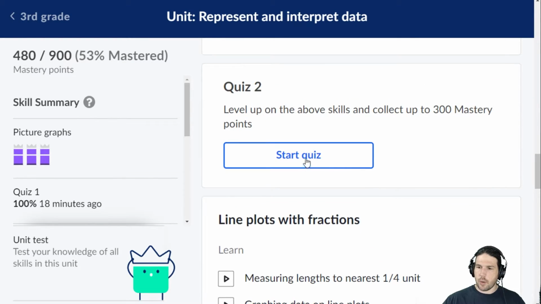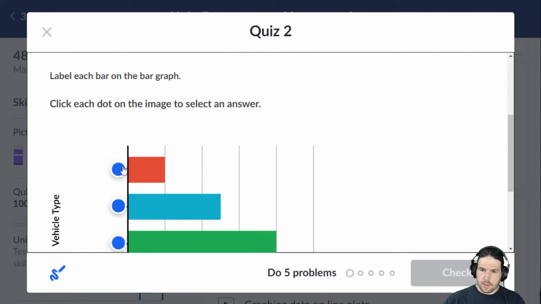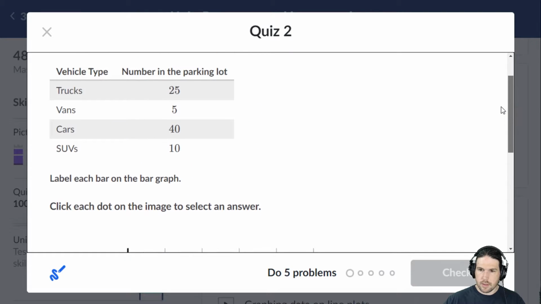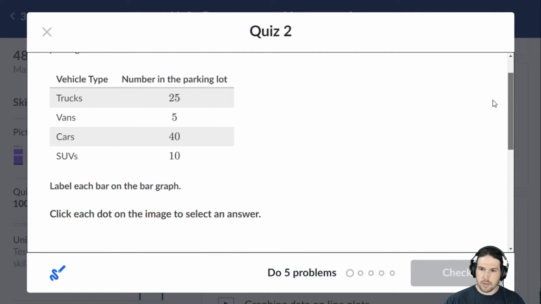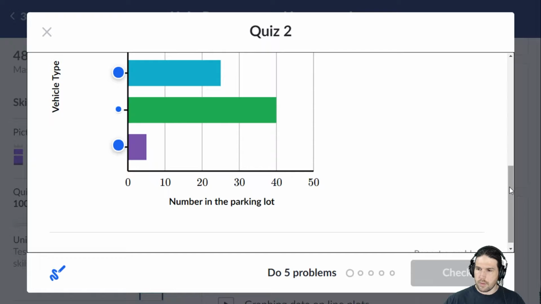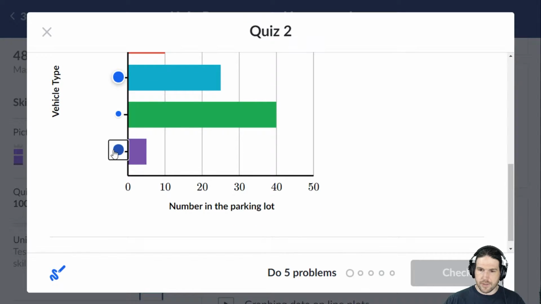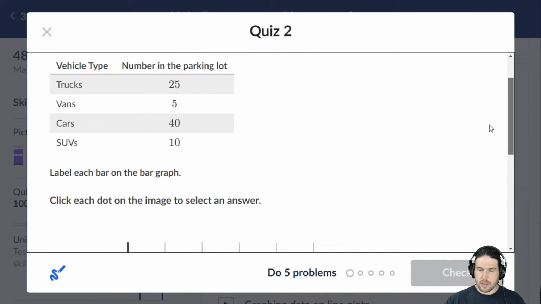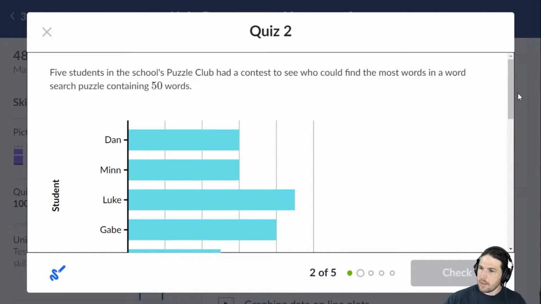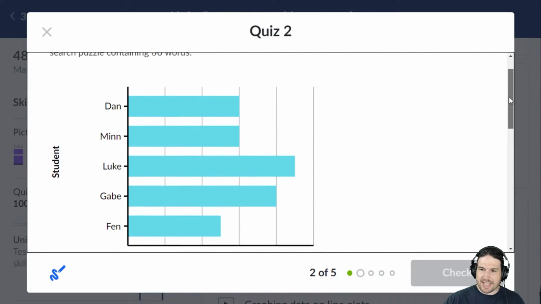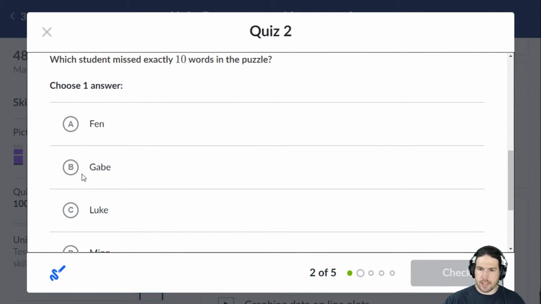Just about there. We're going to go ahead and do quiz 2, and we're just going to blitz right on through it. That's vans. That's cars. That's actually SUVs. That's vans. 25 is trucks. Lovely. Which student missed exactly 10 words? That would be Gabe. Gabe got 40 words right, which means he missed 10.